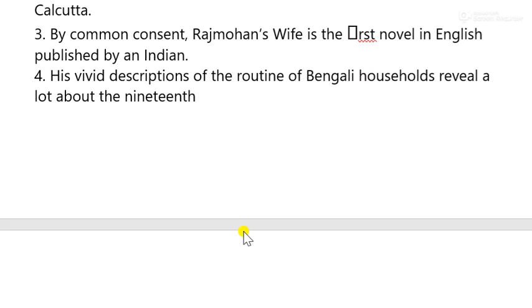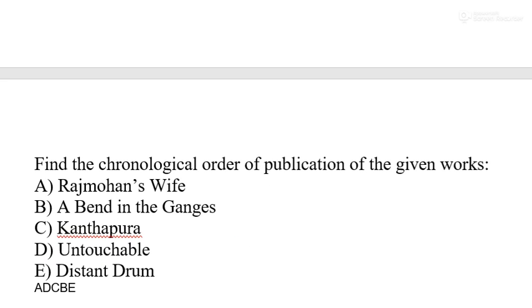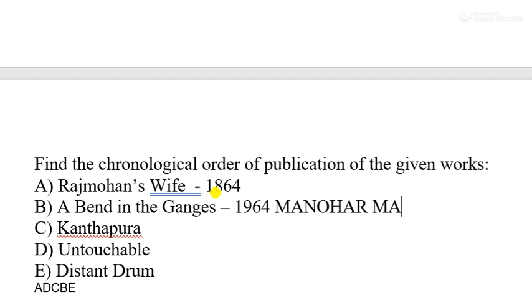Next question we have, in this question, the second one, we have to tell the correct chronological order of these works. So the first work is Rajmohan's Wife. We have just discussed it. It was published in 1864. By whom is it written? Bankim Chandra Chatterjee. Now, Abandoned Ganges. It was published in 1964. And who is the writer? Manohar Malgonkar, something like that. Okay.